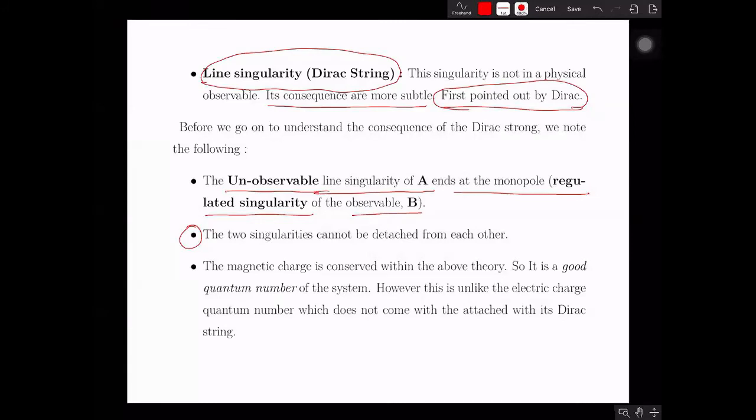The next point is that, within this extended Maxwell's equation, you can show that the magnetic charge is also conserved. The integral of rho m is also conserved, and it has its own continuity equation. So it is, in some sense, a good quantum number of the system. By good quantum number, this is a short colloquial way of saying that it's a conserved quantity. However, unlike the electric charge, which is also a conserved quantity, a good quantum number, this comes with an attached string.